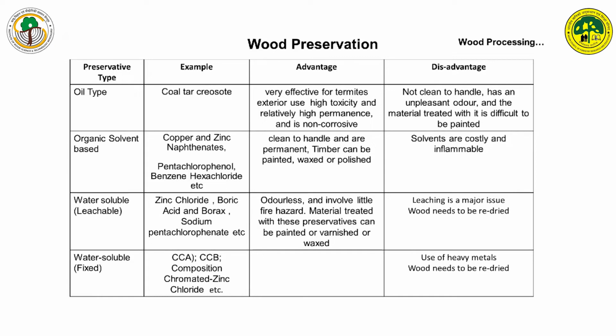But in both these cases of water soluble preservatives, another disadvantage is that we have to dry the timber again after preservative treatment, which is energy intensive. And most of the water soluble preservatives use heavy metals. So heavy metals are being phased out. For instance, CCA was one of the most important preservatives used worldwide, but because of arsenic, it has now been phased out. Arsenic has been banned. Even chromium is being put under pressure by different agencies. So these heavy metals are a concern for environmental pollution.